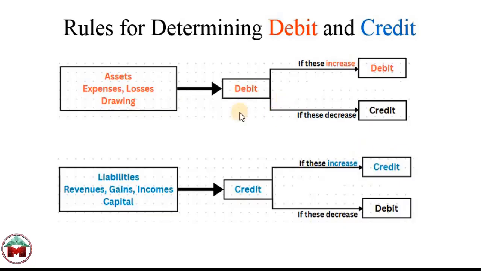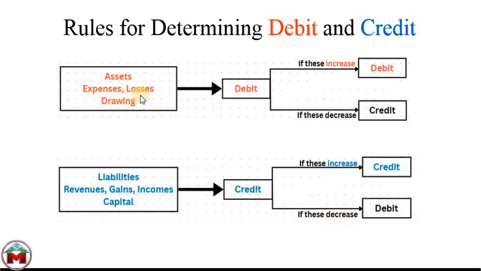Can you see there is a similarity? These are the debit items, increase, debit, and these are the credit items. If there is an increase, credit. So debit increase, debit; credit increase, credit. But if these items decrease, then it should be debit. Normally these items are considered as credit items: liabilities, revenues, gains, incomes, capital. If there is an increase, it should be credit, but if there is a decrease, debit.